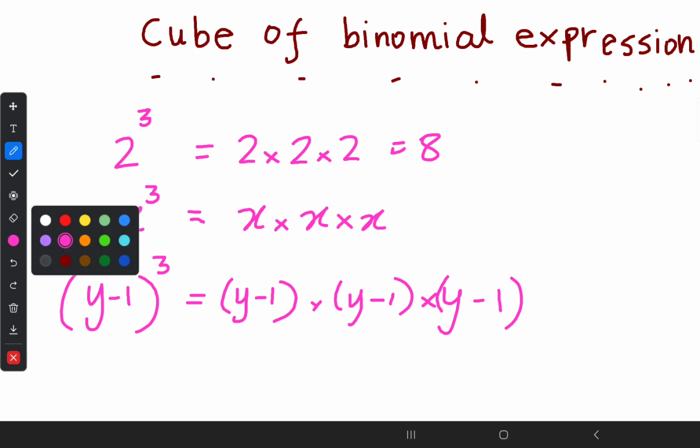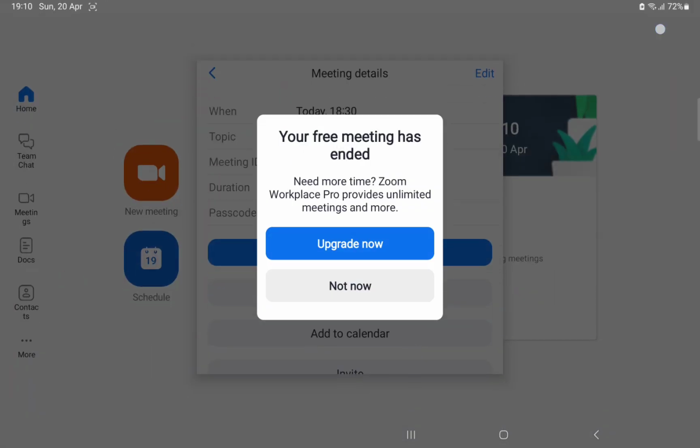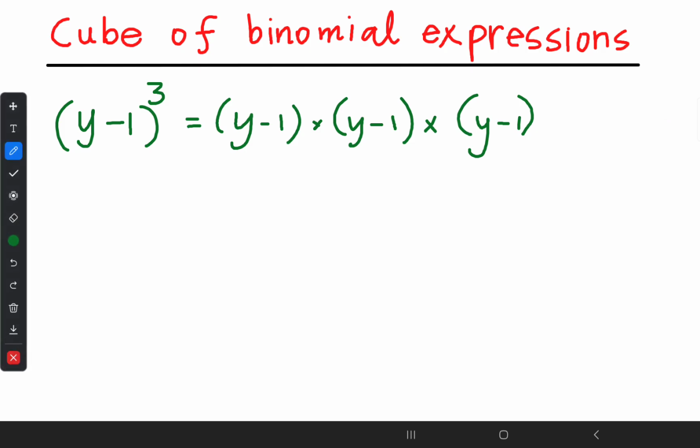First, let's multiply both of these expressions, y minus 1 times y minus 1. So I can express this as y minus 1 whole square times y minus 1. Somehow we want to multiply this, so that's why we are taking this y minus 1 times y minus 1. I can express it as y minus 1 whole square times y minus 1. Okay, this is the one I did.